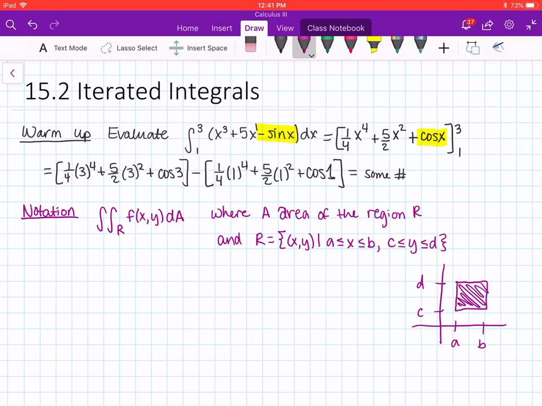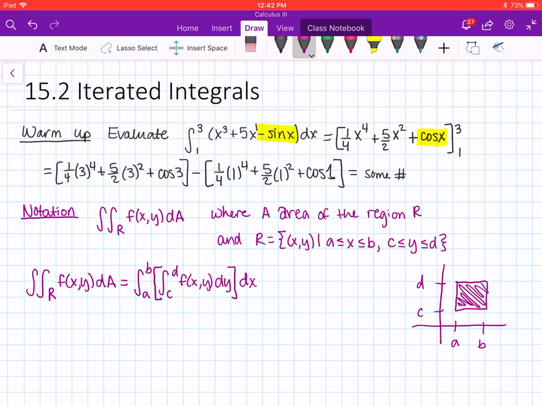Alright, so then we have some more notation. So we have our integral that we started out with. And we could really break this down now that we know what R is. And we can go from A to B, and then from C to D of our function. And this would be dy and dx. And notice that the inside integral is dy, and the smallest y value is C, and the biggest y value is D.